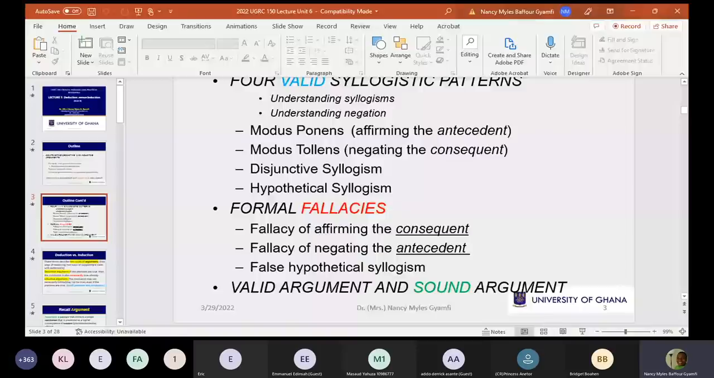There are 4. What are their names? There is a name given to that correct way of reasoning. Modus ponens is 1. Modus tollens is another. Hypothetical syllogism, 1. And then disjunctive syllogism, 1. There are 4 of them.